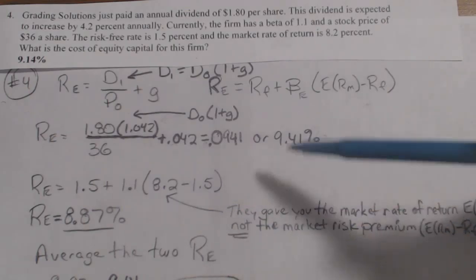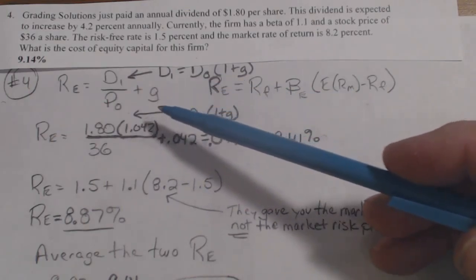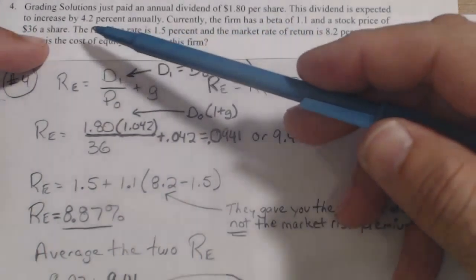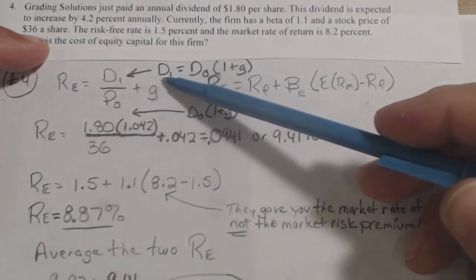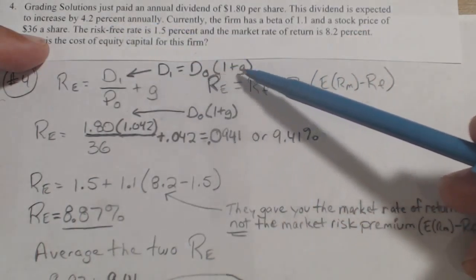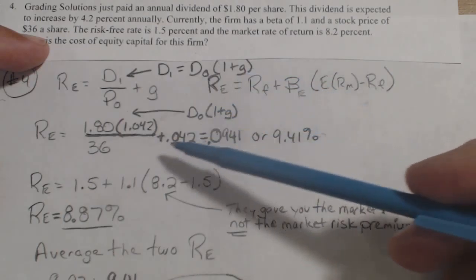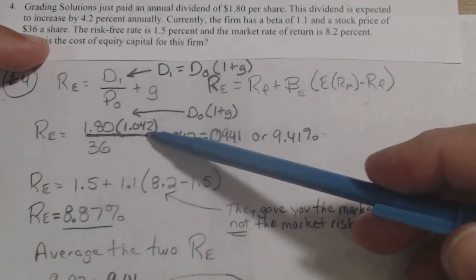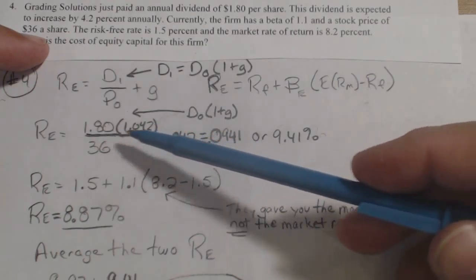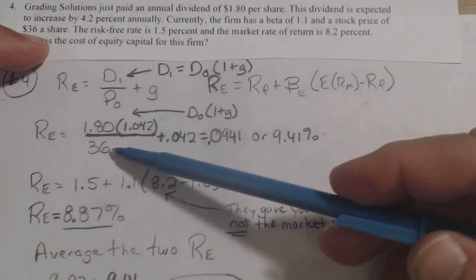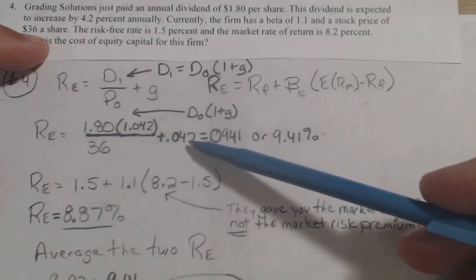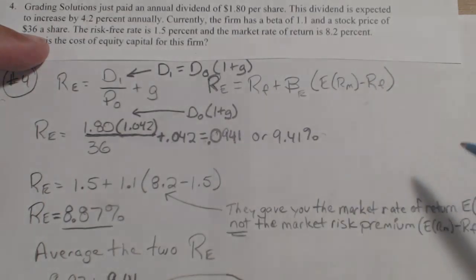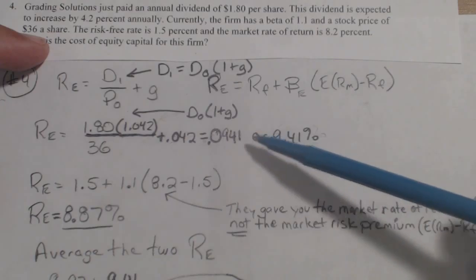So you take both of them and average them together. For the first one, D0 is $1.80 and the growth rate is 4.2%. To get D1, you take D0 times 1 plus the growth rate. So $1.80 times 1 plus 4.2%, so that you can multiply that together. That's why you add the 1. Over 36, which is the current stock price, plus the growth rate, gets you 9.41%. That's using the dividend growth model.